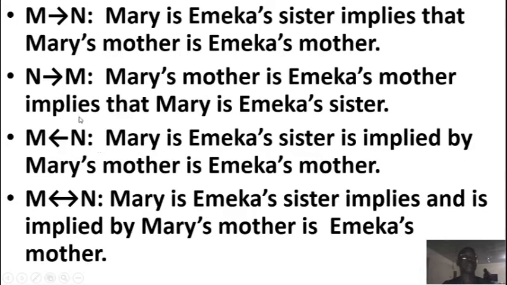As a result of that, if M implies N and N implies M, both of them being true, then M implies and is implied by N. Recall that this one means M is implied by N, showing Mary is Emeka's sister is implied by Mary's mother is Emeka's mother. Combining the first, second, and third, we shall get the conclusion that Mary is Emeka's sister implies and is implied by Mary's mother is Emeka's mother, meaning M implies N and is implied by N. That's it.